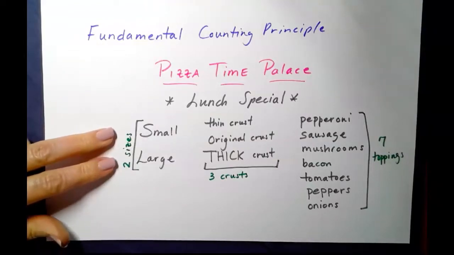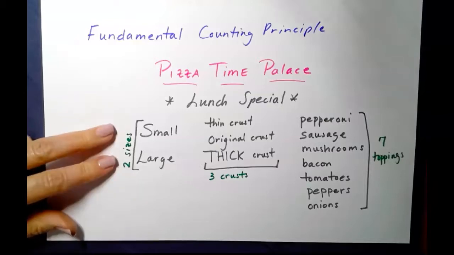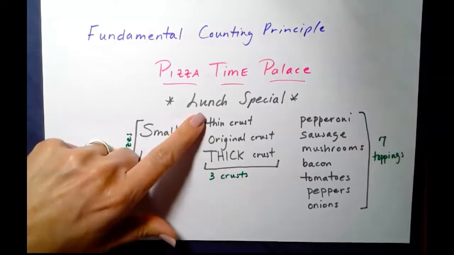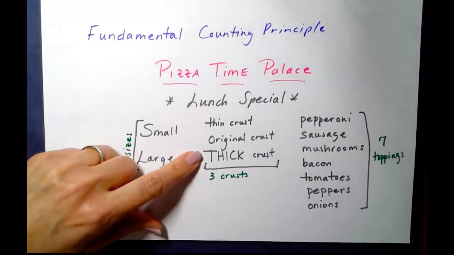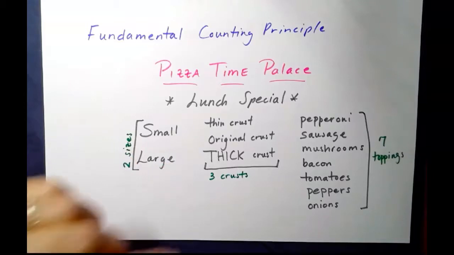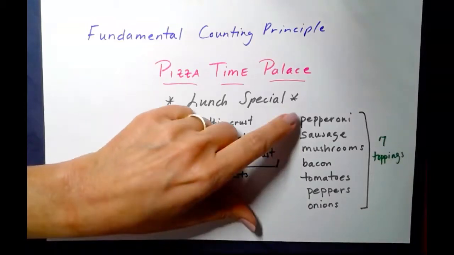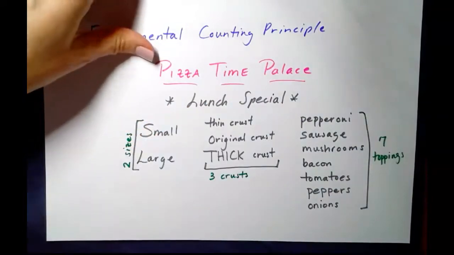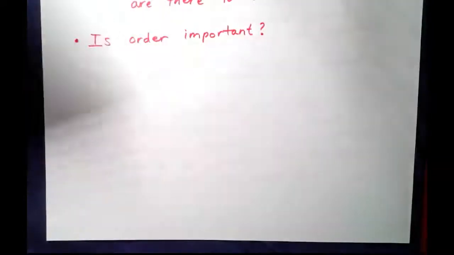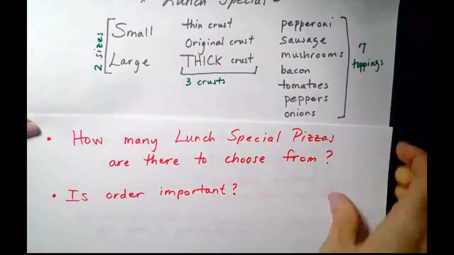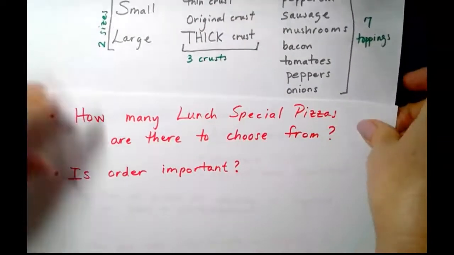You can get one of two sizes, a small or a large. You can get one of three crusts, a thin crust, original crust, or a thick crust. And then for the lunch special, you get to pick one topping. 1, 2, 3, 4, 5, 6, 7. 7 toppings to choose from. So the question is, at the Pizza Time Palace, how many lunch special pizzas are there to choose from?